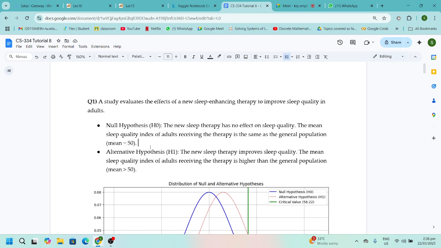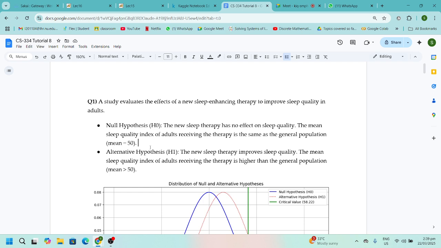Alternatively, another test statistic that I could have taken for this study would have been the difference in mean sleep quality indexes of the general population and the people in this therapy. In which case, under the null hypothesis, the difference should be zero, which means no effect. The means of both will be the same, and under the alternative hypothesis the difference should be greater than zero.